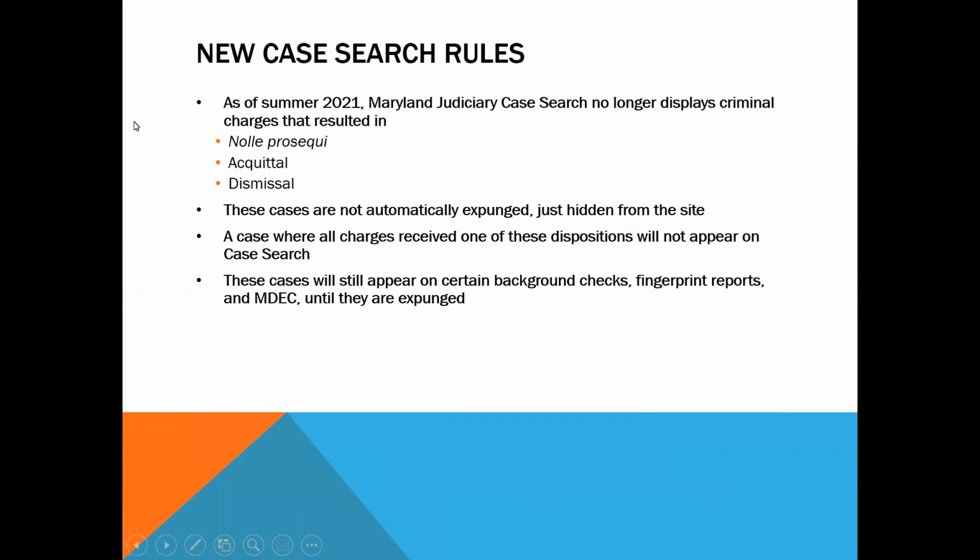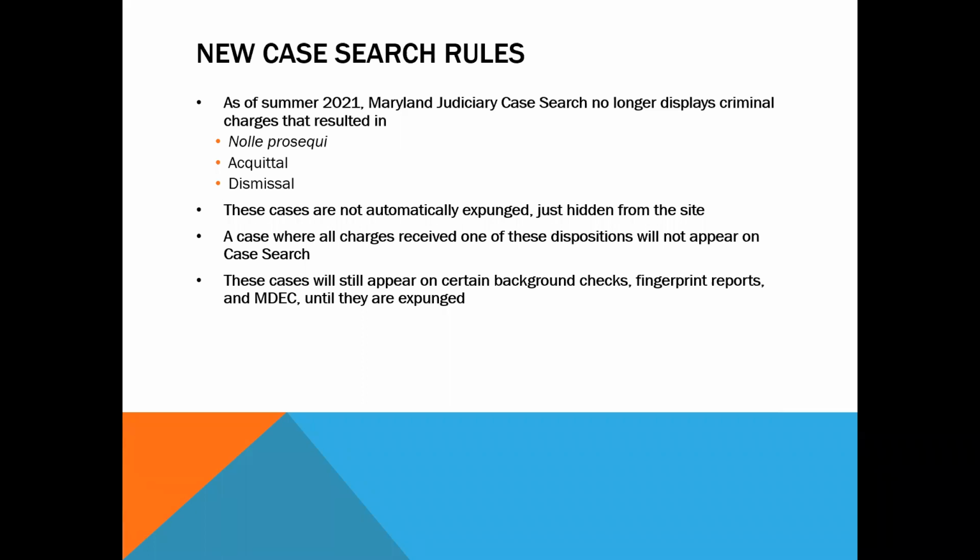So the new case search rules are what is going to be affecting the way that we do expungements moving forward. As of summer of 2021, new legislation requires that Maryland Judiciary Case Search hide any reference to any criminal charge that resulted in a null pros, an acquittal, or dismissal. Now, these cases or charges are not automatically expunged. They're just hidden from case search. They still exist in court records and elsewhere.